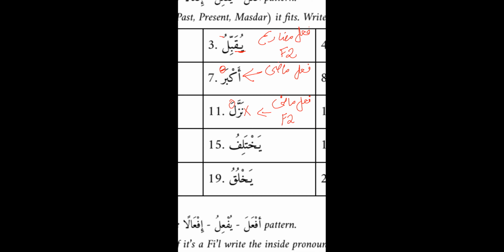Sister, number seven, what is the meaning? Akbar. It's like a big. Yeah, it would be, but like a fi'il madi, how we say, he was big. Just a second, let me check. Kabara is the okay family, to consider great or to deem significant, to praise.